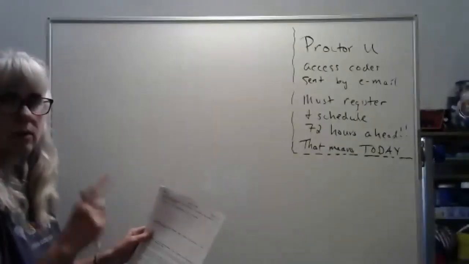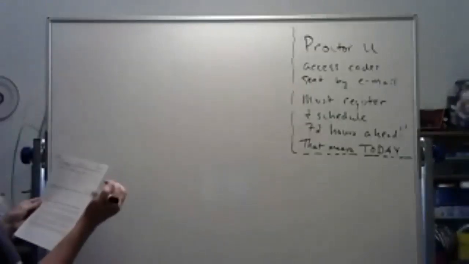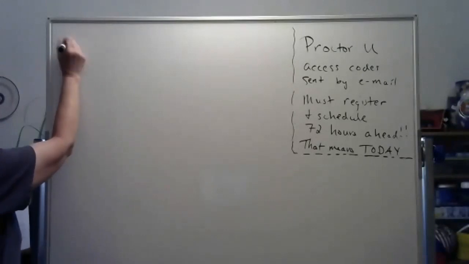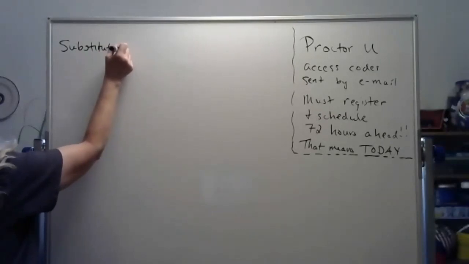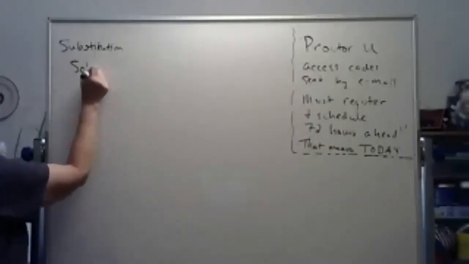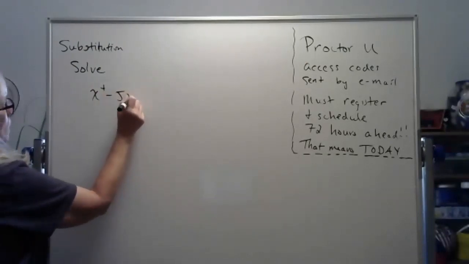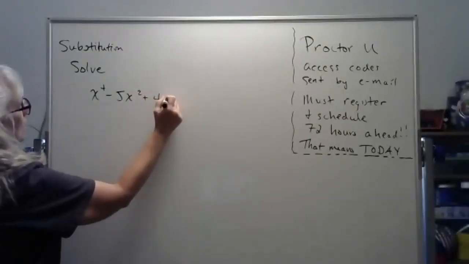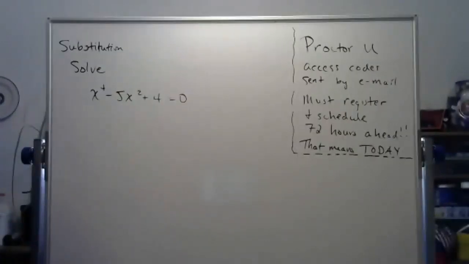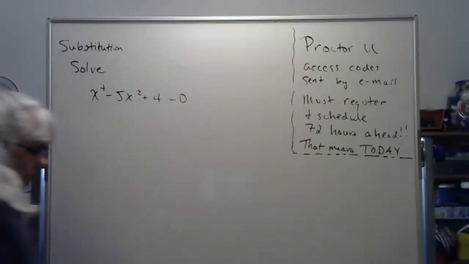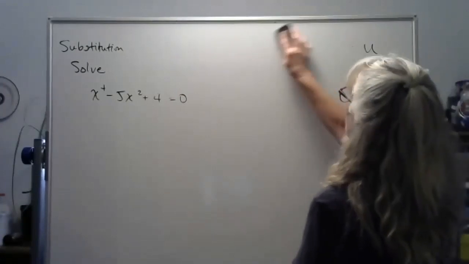So I actually have the review for the exam that was used in the spring semester. And so we're going to use it as our template. So this is the substitution problem. I'm going to ask you to solve x to the 4th minus 5x squared plus 4 is equal to 0. So x to the 4th minus 5x squared plus 4 is equal to 0. So one question is how are you going to know that it's the substitution problem?